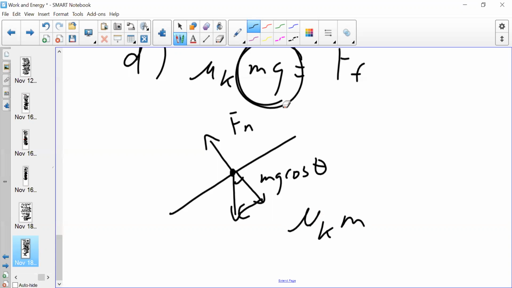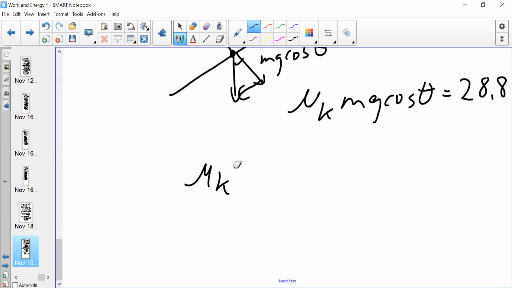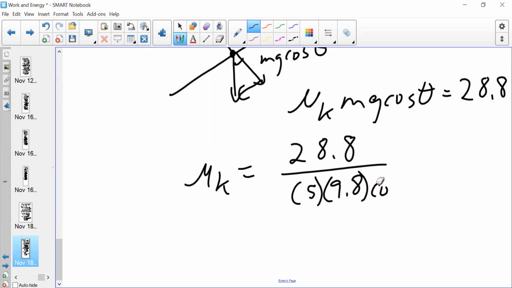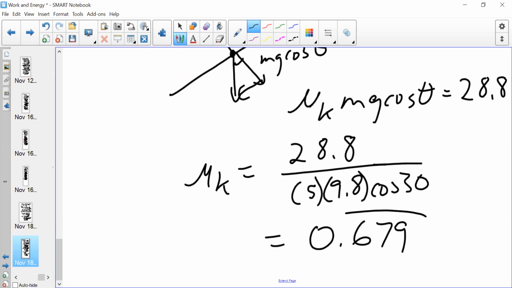So we're not going to use mg, it's going to be mu k mg cosine theta equals the force of friction, which we got is 28.8. Then we can find our mu k. Let's see, it's 5 cosine of 30, and so on. This becomes 42.4. You're going to get 0.679. I want to do this problem because it involves this ramp.